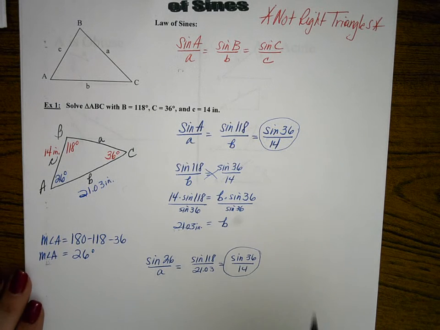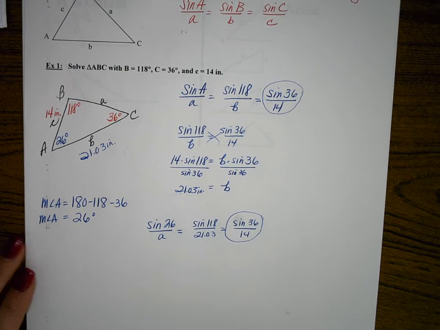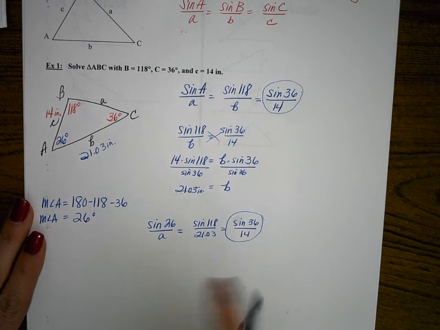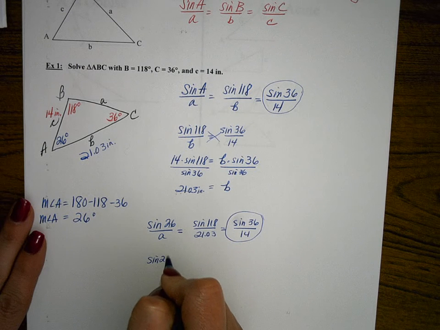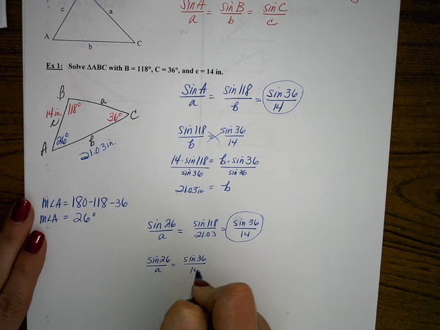Now, I'm always going back to that fraction that I had completely full when I started. Nothing is rounded there. Everything is an exact answer. So, I am still trying to find little a, so sine of 26 over little a is equal to the sine of 36 over 14.